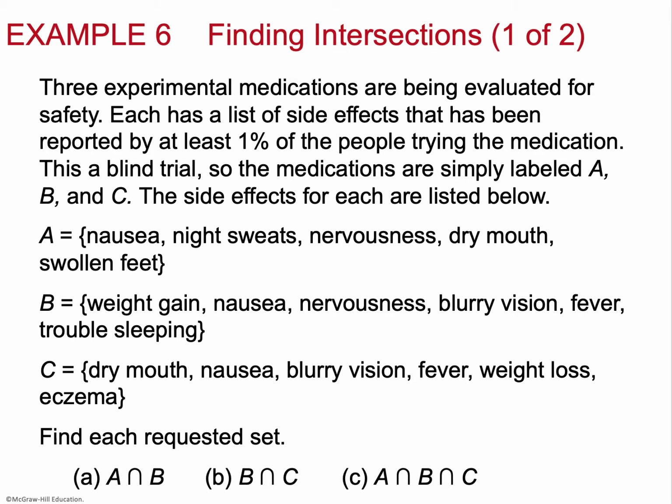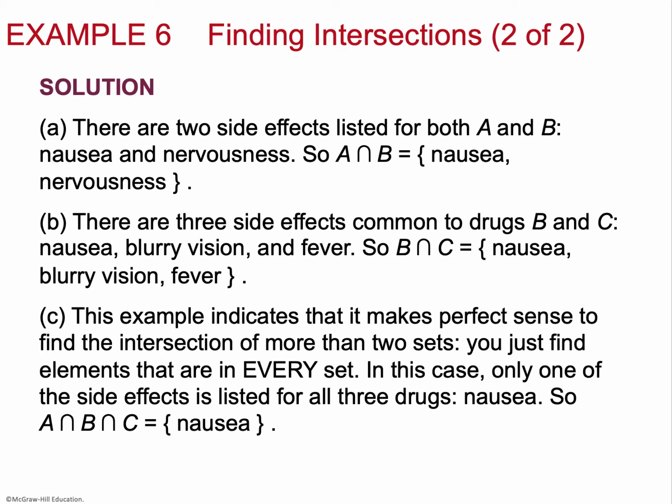Let's take a look at this example. So find each requested set, A and B, B and C. Ooh, and this is tricky. A and B and C. So if I'm examining this, A and B both have nausea and nervousness. B and C both have nausea, blurry vision, and fever. And the only thing that's in all 3 groups is nausea.